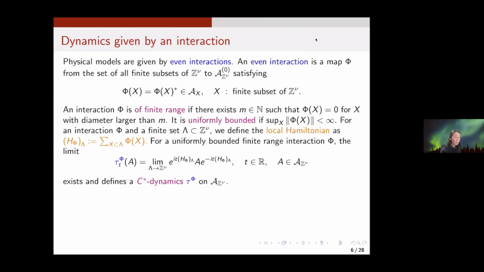Now, having such interactions, I would like to construct dynamics. In order to do that, we first define the local Hamiltonian.